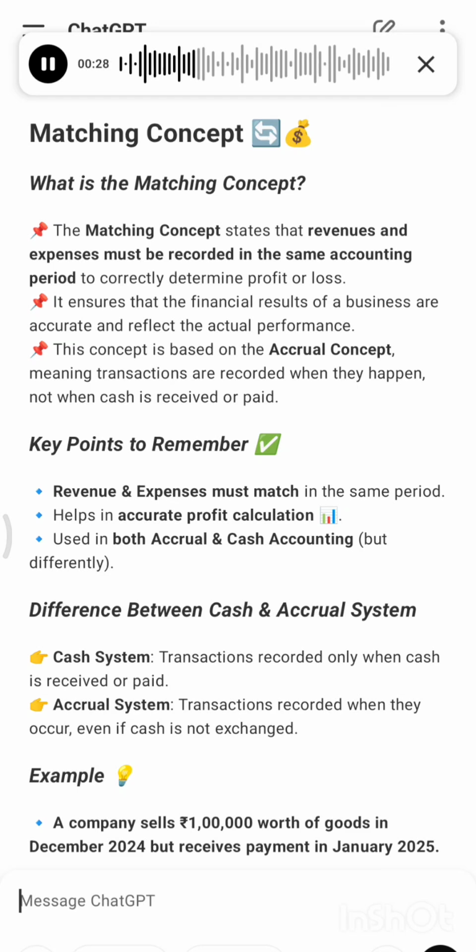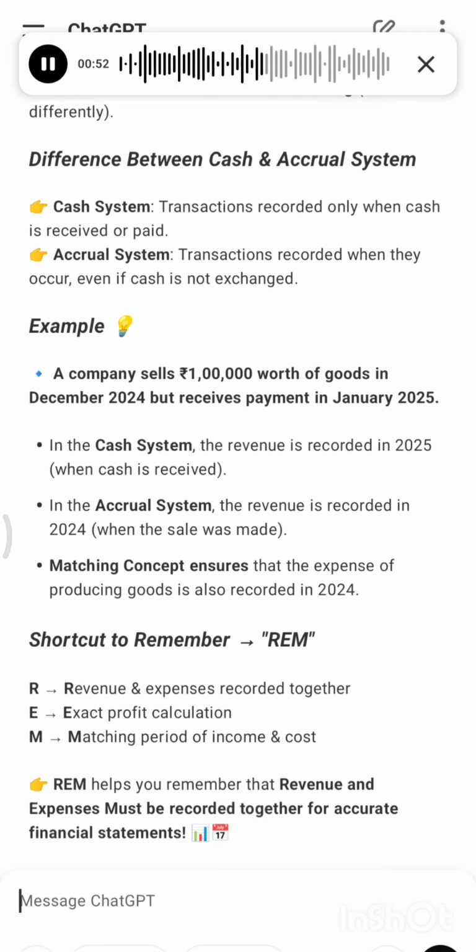Key points to remember: revenue and expenses must match in the same period. Helps in accurate profit calculation. Used in both accrual and cash accounting, but differently. Difference between cash and accrual system. Cash system, transactions recorded only when cash is received or paid. Accrual system, transactions recorded when they occur, even if cash is not exchanged.